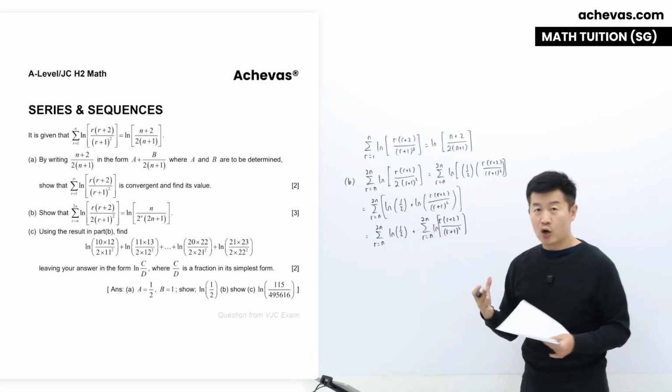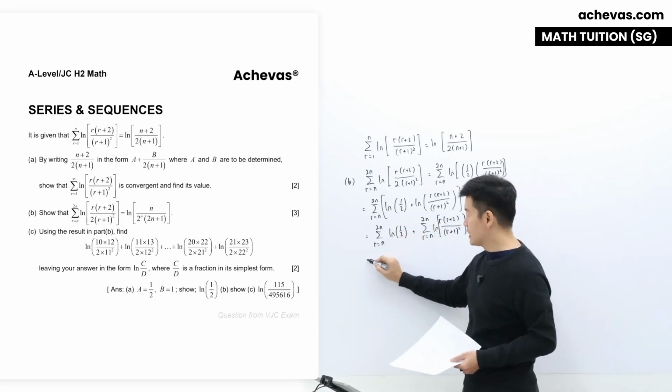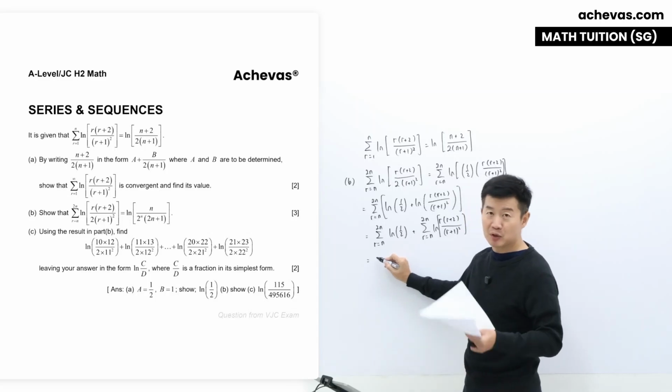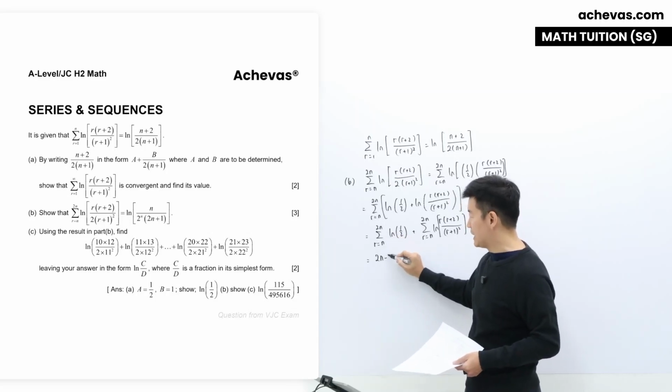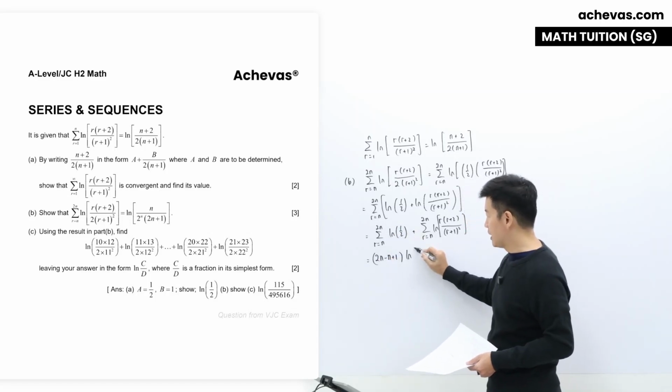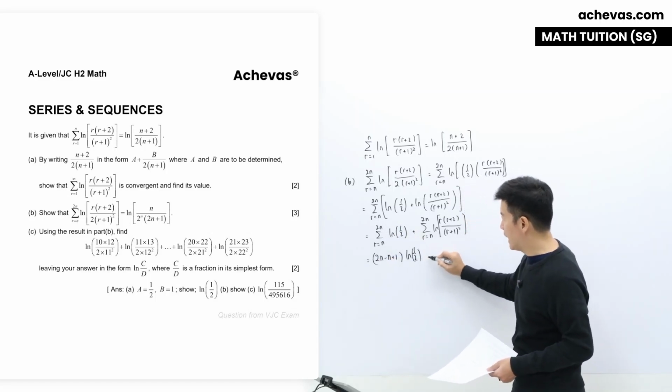And this is a constant. So when we sum a constant, it is going to be the number of terms multiplied by the constant. The number of terms will be 2n minus n plus 1. This is the number of terms for this, multiplied by the constant, so ln half.